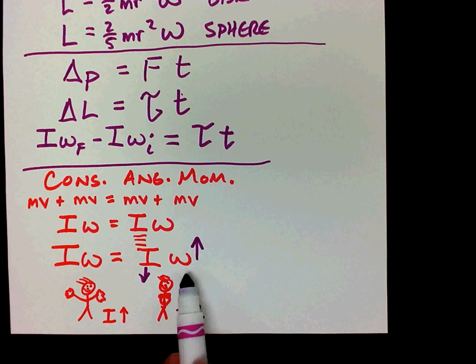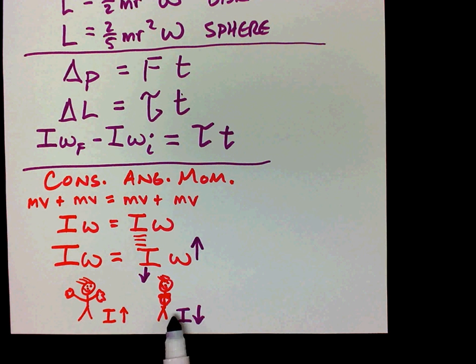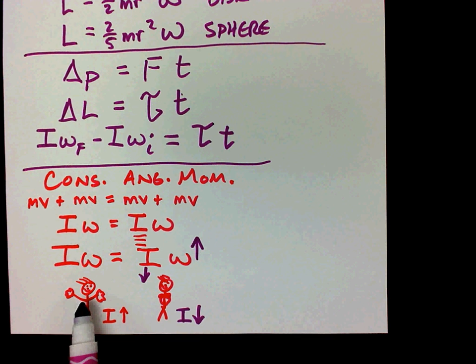When you see a figure skater spin, spin, spin, and then want to slow down, they go right back to this. They raise their rotational inertia value and they slow down. So that's some of the conceptual tie-ins that we'll see with this law, as well as the mathematical.